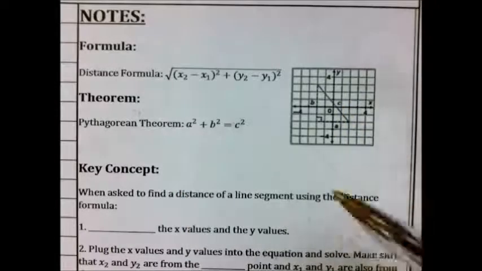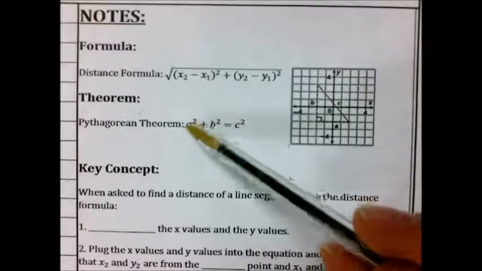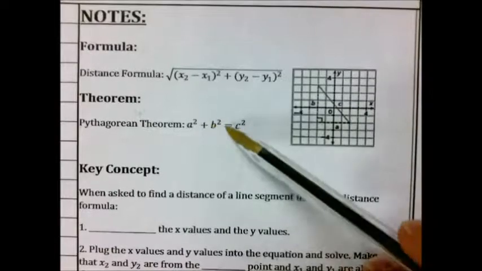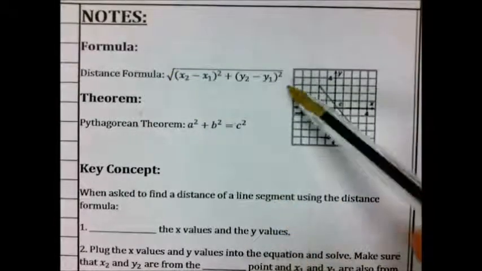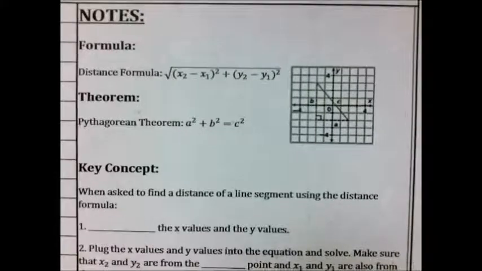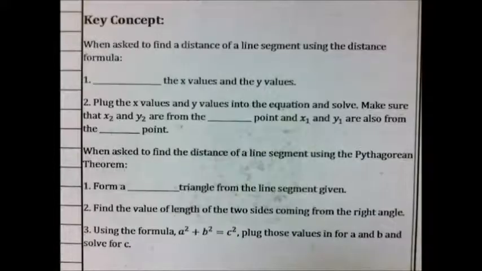But we can tell, if you look closely, x2 minus x1 squared, that's just a. y2 minus y1 squared, well, that's just b. And that's going to equal the square root of whatever all that is. So these formulas are pretty much identical, but we can see it in a couple of different ways. So let's go to the key concept here. Two different things that we're going to do real quick.